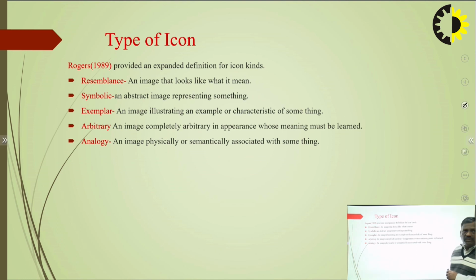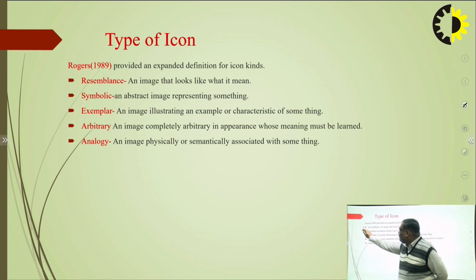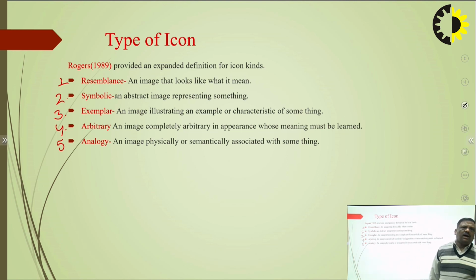Types of icons. According to Rogers, in 1989, explained 5 types of icons. The first one is resemblance, second symbolic, third one is exemplar, fourth one is arbitrary, and 5th one is analogy. So these are the 5 types of icons. Resemblance, an image that looks like what it means. Symbolic, an abstract image representing something.